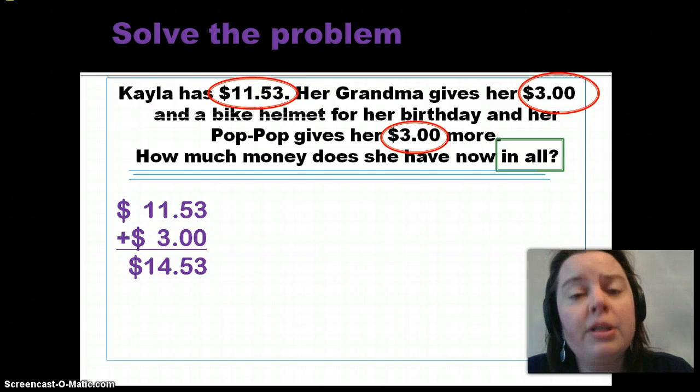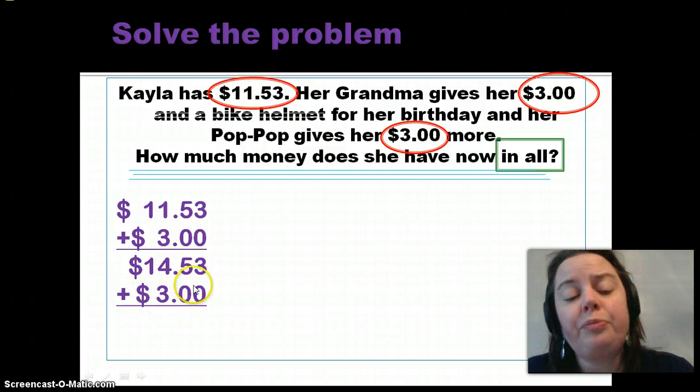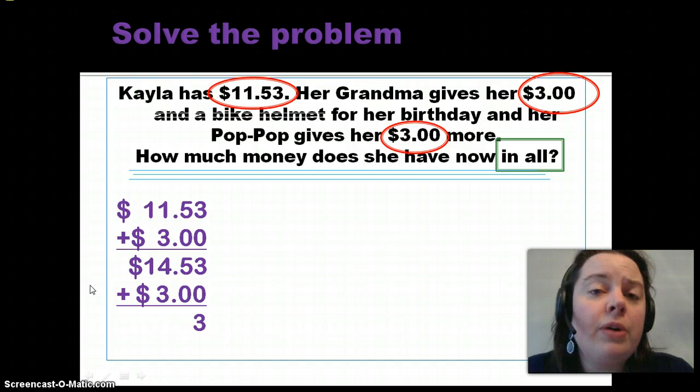the first $3. Now we have another $3 to add. So we're going to set up our problem. We're going to make sure that our numbers align correctly, that our decimal points align. So we're adding all the correct numbers together. Starting at the right, 3 plus 0 is, good, 3. And 5 plus 0 is 5.